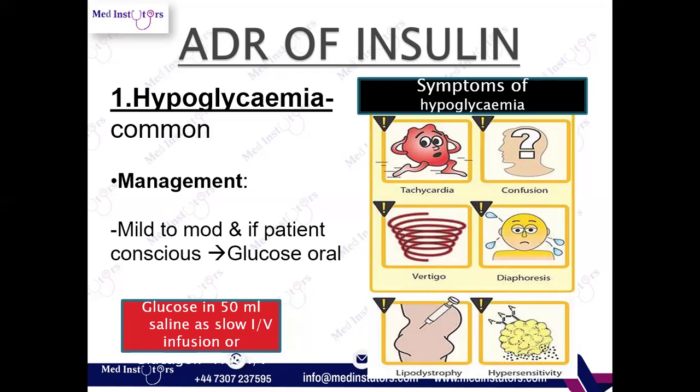In a mild case, we can give glucose. When the patient is having these kinds of symptoms, we should immediately advise them to take glucose orally. And if the patient is not able to take it orally, or the patient is unconscious, glucose can be given as a slow IV infusion. That will help the patient to recover from the hypoglycemic episodes.